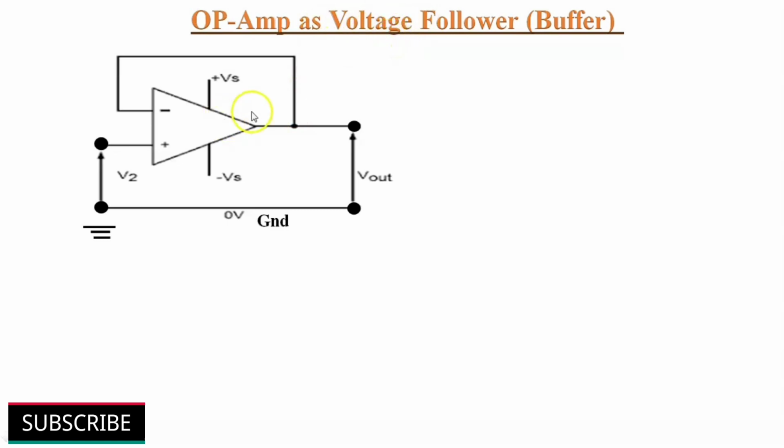Op-amp as voltage follower or buffer. The voltage follower arrangement is a special case of non-inverting amplifier, where all the output voltage is fed back to the inverting input as shown in figure. Note that we have removed RF and R1 from the non-inverting amplifier and shorted the output of the amplifier to the inverting input. The voltage gain of voltage follower is calculated as follows.